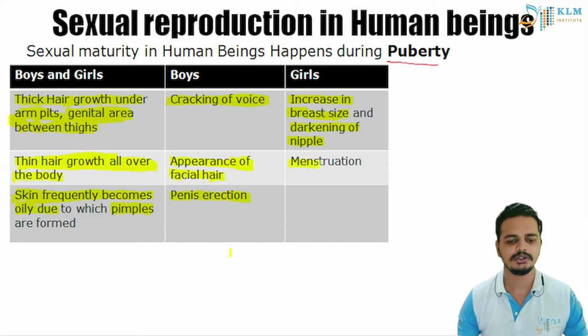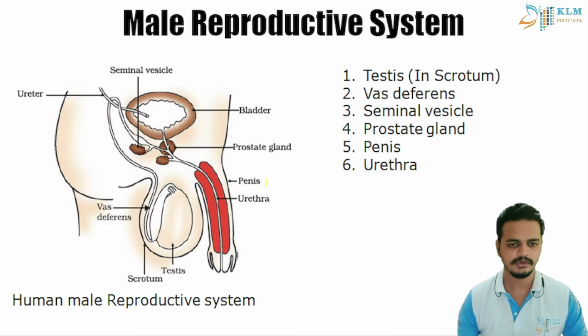And also girls show menstruation. Even this we will look into when we study the female reproductive organ. Now we will go into detail on the male reproductive system.